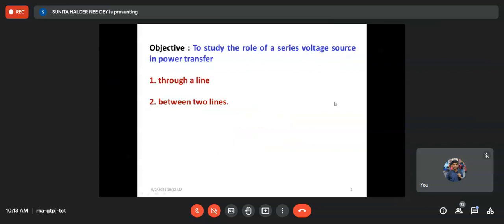So the objective of this experiment is to study the role of series voltage injection in power transfer. You have already learned the study of power transfer in your third year second sem lab. Anyway, it was in online mode, so I do not know how much you have understood.